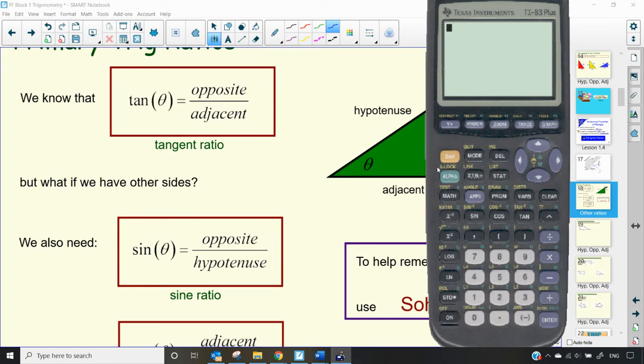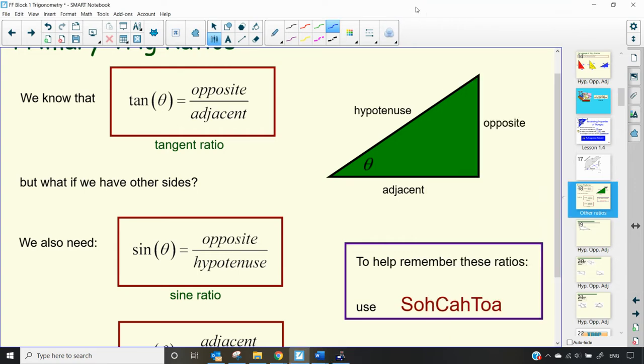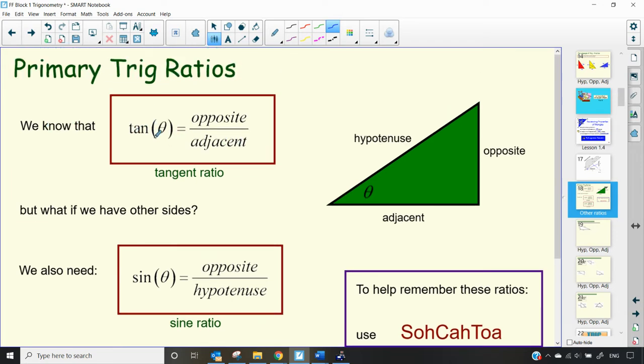Something else that's important once we start getting into trig is that our calculator is in the right mode. A lot of times people will ask me if they get a question wrong, if their mode matters. The only time your mode matters is when we're dealing with trigonometry, and so we'll get into that in a minute.